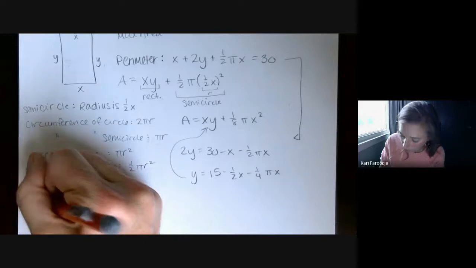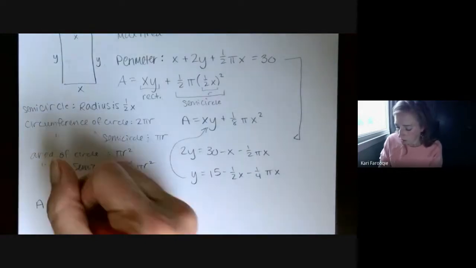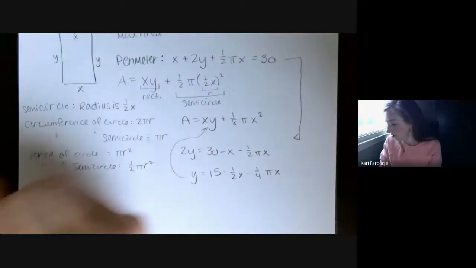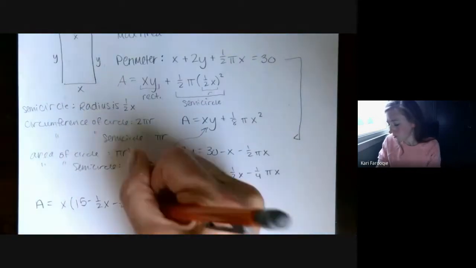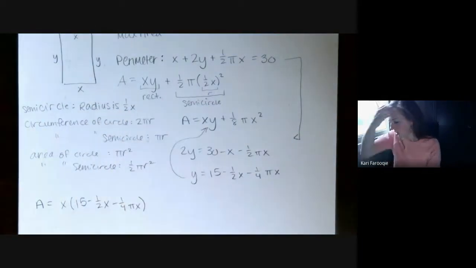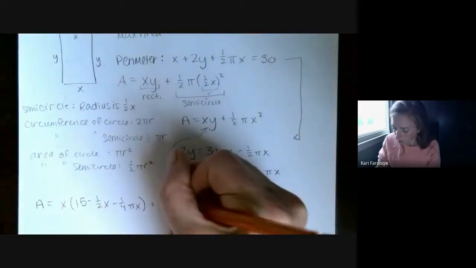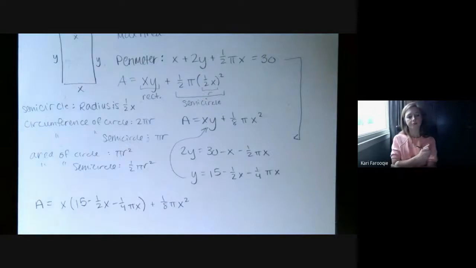So for the area, and this is what we're trying to maximize, we have x times y. So we're going to sub in y as 15 minus 1/2 x minus 1/4 pi x. So that would be our x times y plus 1/8 pi x squared. And we're going to simplify.